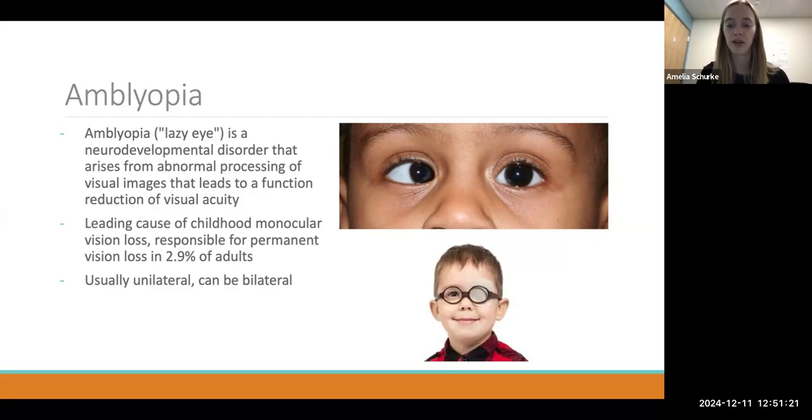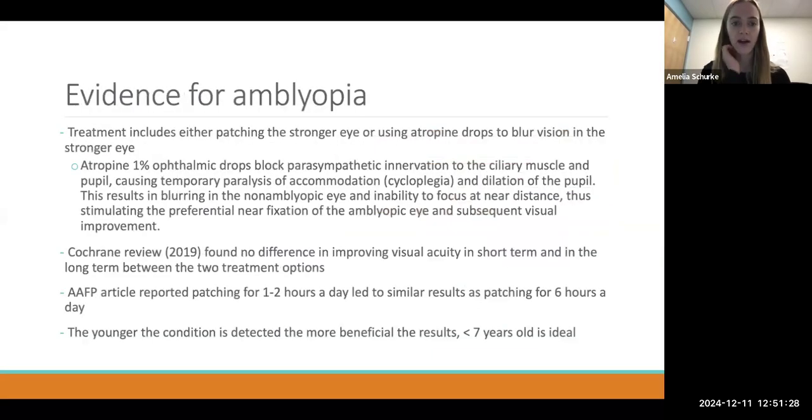And then on the bottom here, you see a kiddo wearing glasses and then a patch, which we'll talk about in a second. So the evidence for amblyopia, there's multiple treatment strategies, patching versus using eye drops to blur vision in the non-amblyopic eye. And a Cochrane review in 2019 found no difference between the two treatment options, including patching versus eye drops.